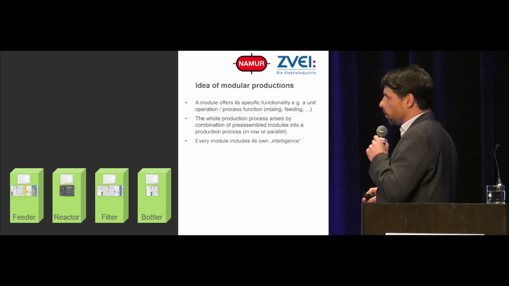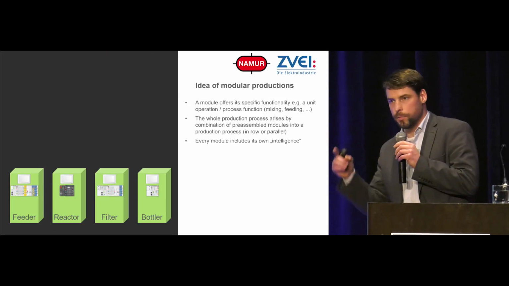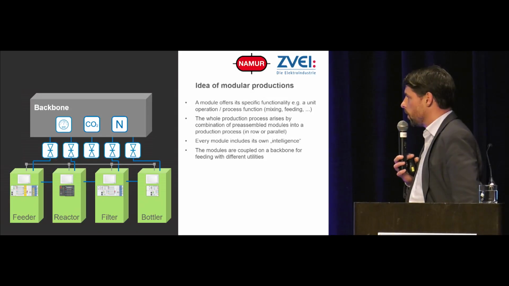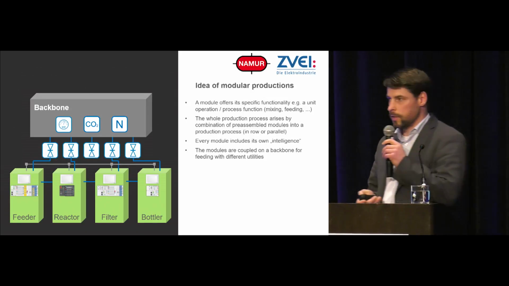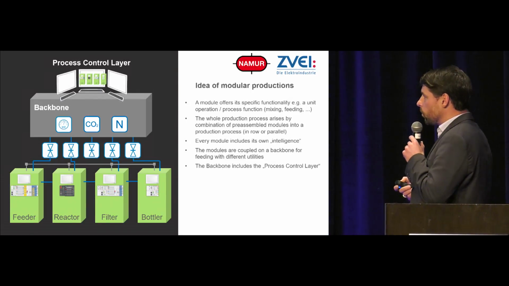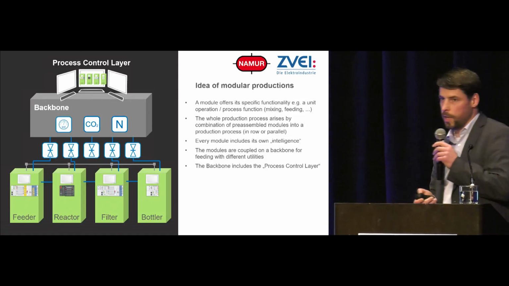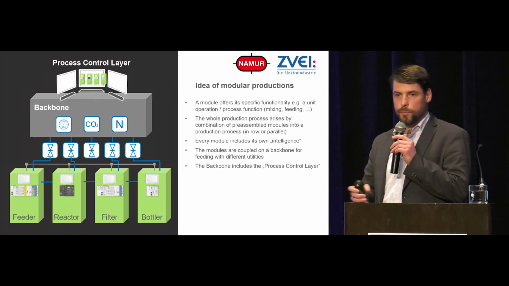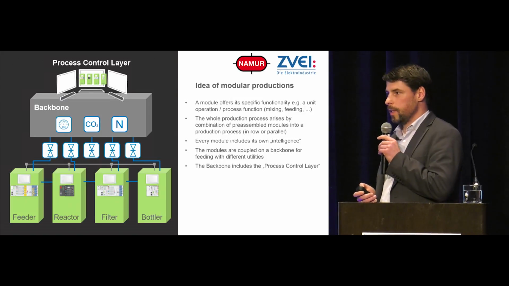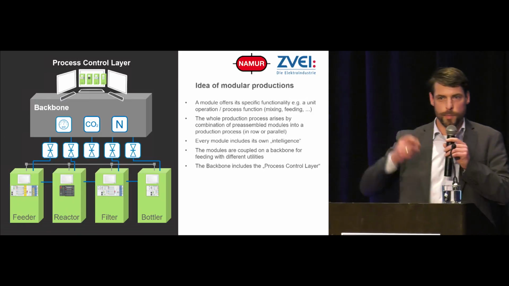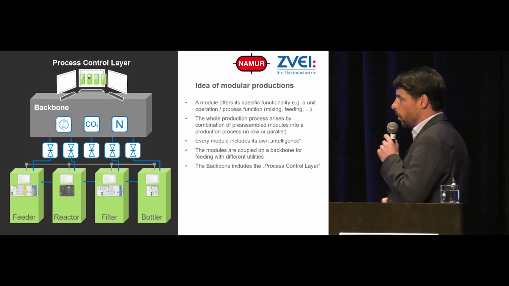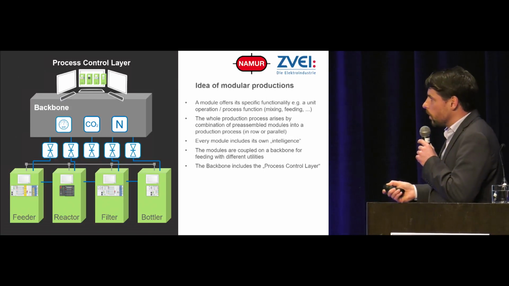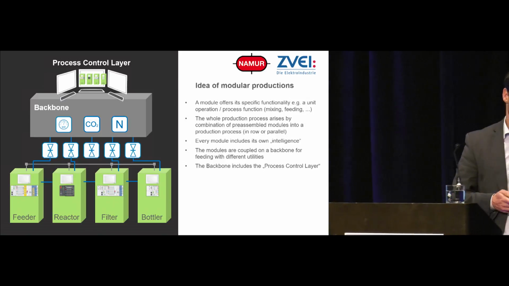Every module has to include its own intelligence. What is the reason behind this? I will show later. The modules are coupled on a backbone, on the infrastructure. And this infrastructure feeds the modules with the required utilities like CO2 or vacuum and so on. Also the backbone includes the process control layer. And when you struggle now and ask what actually is the process control layer, we used this word on purpose, so that it does not put some picture in your mind. We don't want to use the word DCS here. We don't want to use the word MES here or ERP system. What is inside the infrastructure could be something totally new.